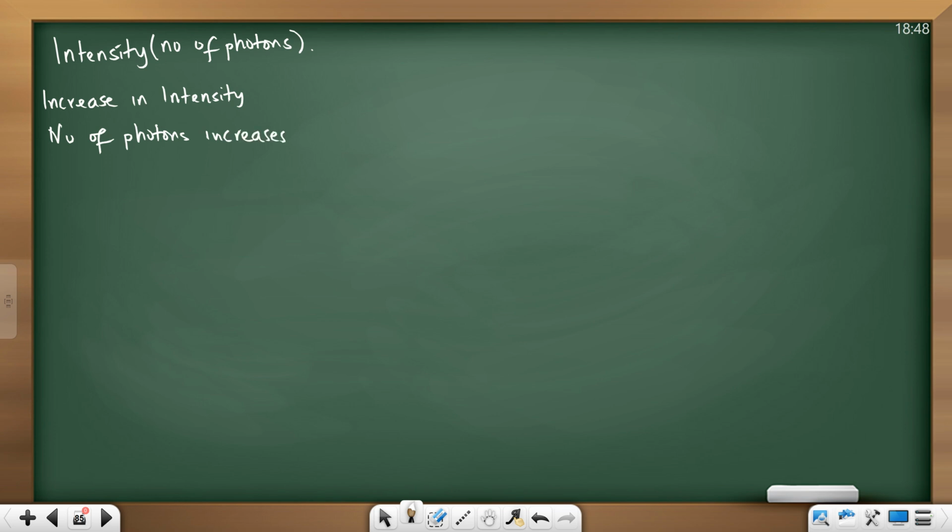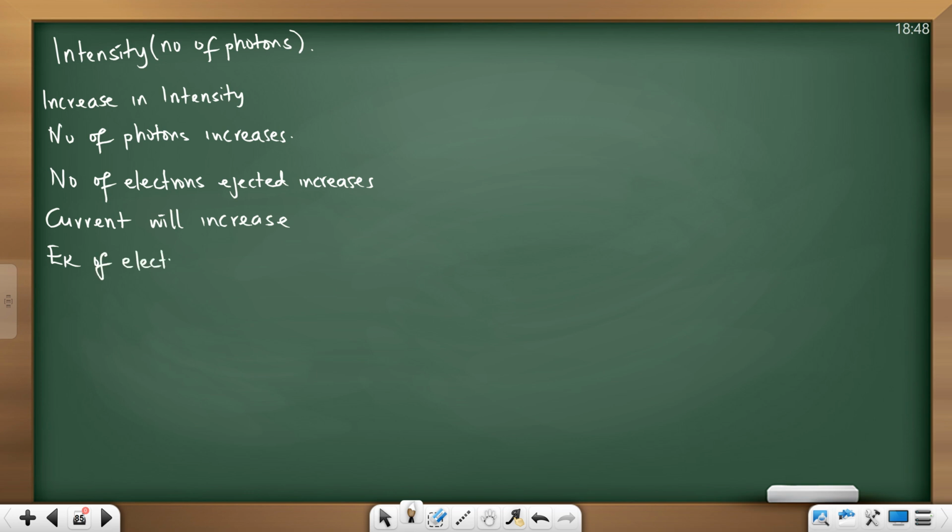And you know what this would mean? It means number of electrons ejected will also increase. And you know what that means? Current will increase. And you know what that is saying? The kinetic energy of electrons remain what? The same. And they will put this for you in a graph.